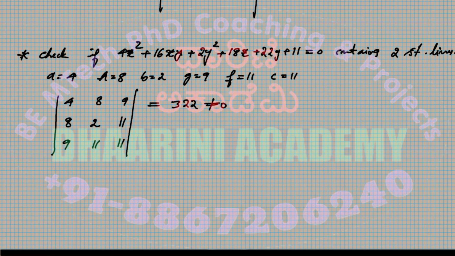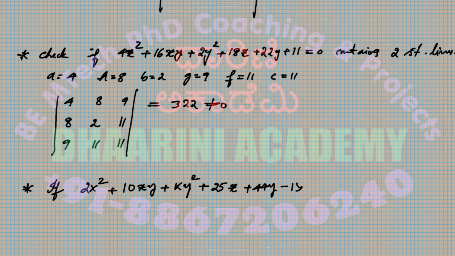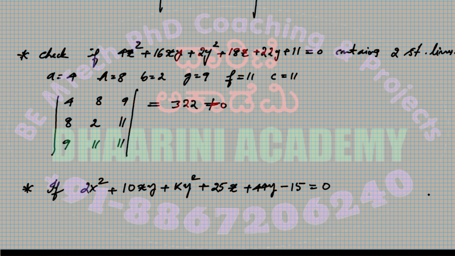All right, okay. Next one. If 2x squared plus 10xy plus k times y squared plus 25x plus 44y minus 15 equal to 0 represents a pair of straight lines, calculate the value of k.